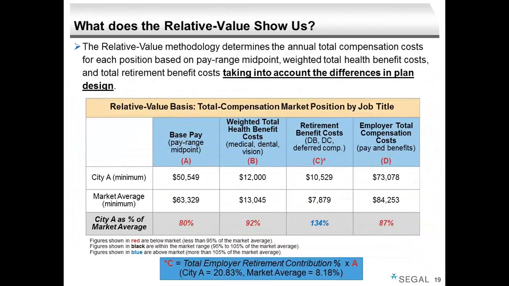And on the retirement side, when we consider the relative value, City A has a cost of $10,529, and the market average is $78.79. Overall, in column D, for total compensation on the relative value basis, we see that City A's position has now actually decreased in competitiveness, down to 87% of market.